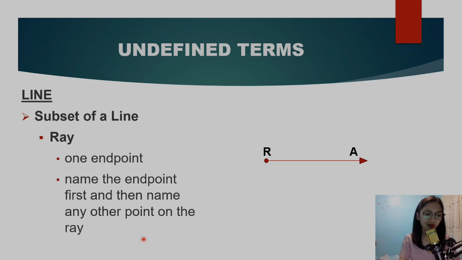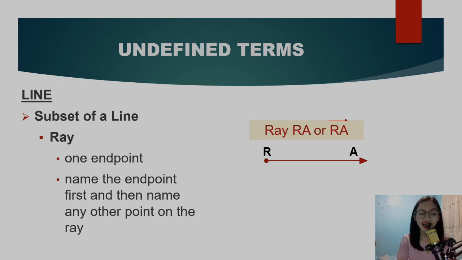Okay, there you go. So ang ray ay merong isang endpoint. Ito siya. At yung kabila ay arrowhead. Okay? Ito ang ray. Unlike ng line segment, dalawa ang kanyang endpoints. Ang ray, isa lang ang endpoint. And sabi dito, we name the endpoint first and then name the other point. So ano ngayon ang pangalan ng ray na ito?